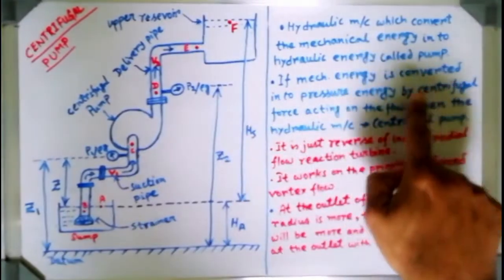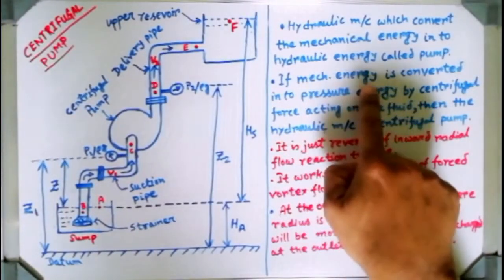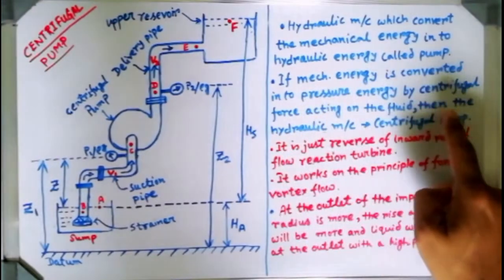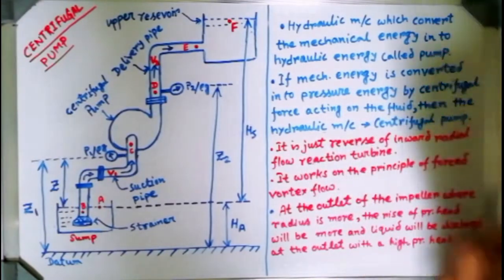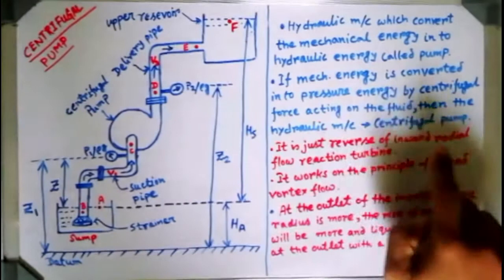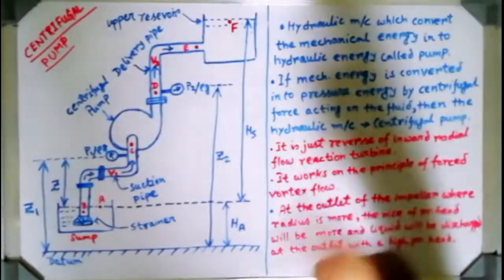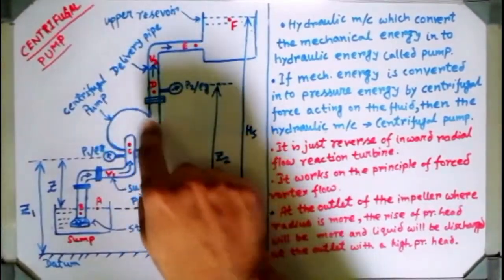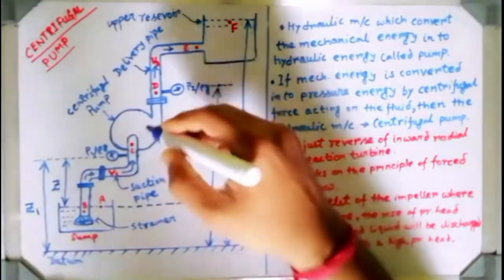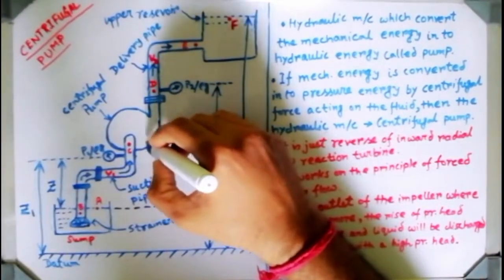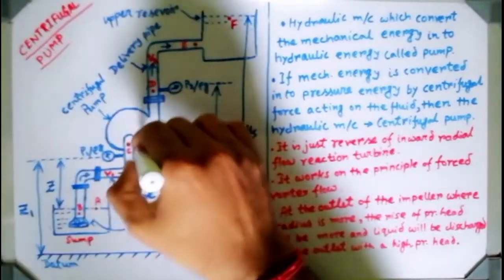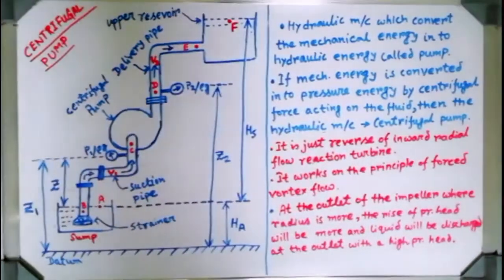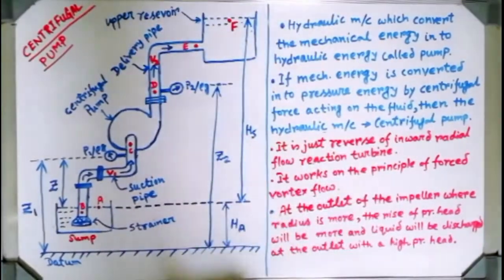Now the second point I have written: if mechanical energy is converted into pressure energy by centrifugal force acting on the fluid, then the hydraulic machine is known as a centrifugal pump. Obviously the name suggests that some centrifugal action must be there, and it is there. Inside of this device, this part is actually the pump. In this drawing, this is the housing of the pump I have drawn, not the integral part. I am just showing you the casing of the pump. Inside of this casing an impeller will be there. That impeller is nothing but the rotor part.